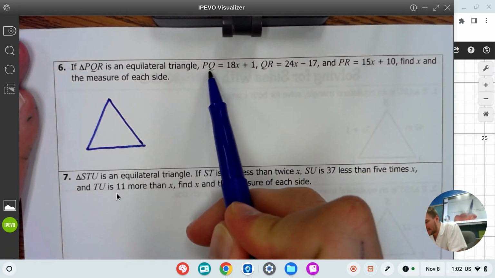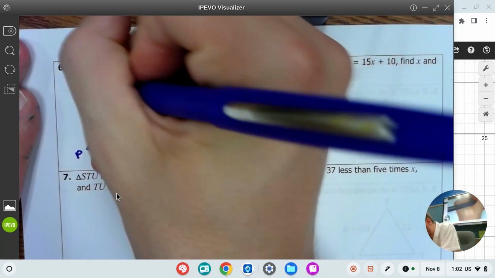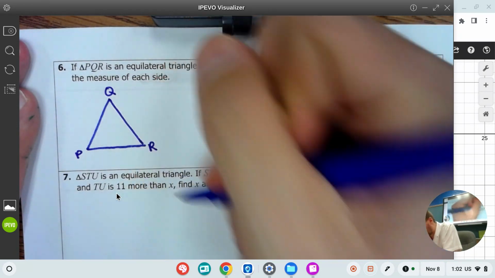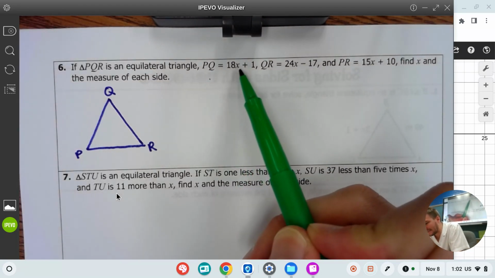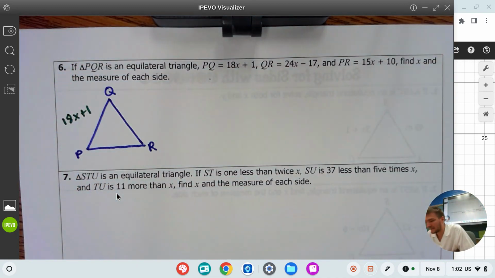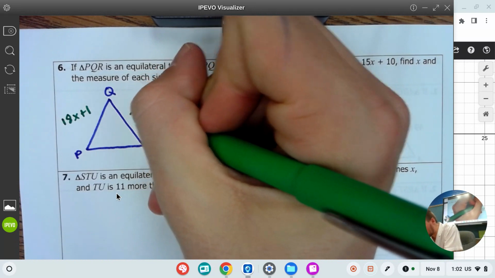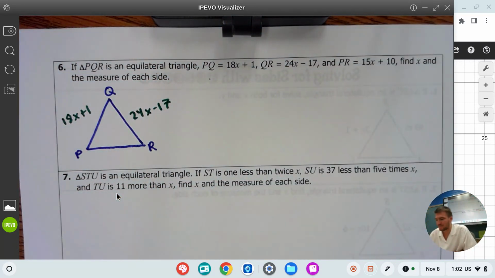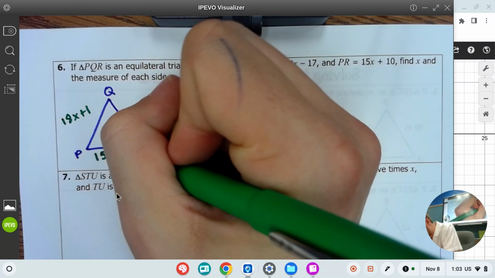I see the letters are P, Q, Q, R, P, R. So it looks like P, Q, and R. So I'm going to put P and Q and R. And I'm going to make sure that I put my things on the right sides. PQ is 18x plus 1. So on the side of PQ, I'm going to put 18x plus 1. Thank you, Jazzy. I appreciate that. It says QR is 24x minus 17. 24x minus 17. And it says that PR equals 15x plus 10. So I'm going to write 15x plus 10.